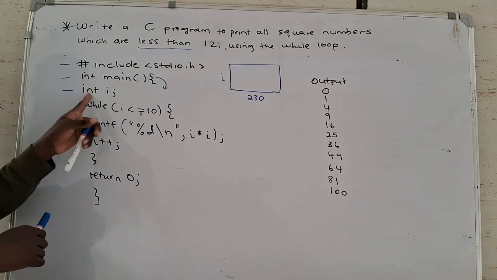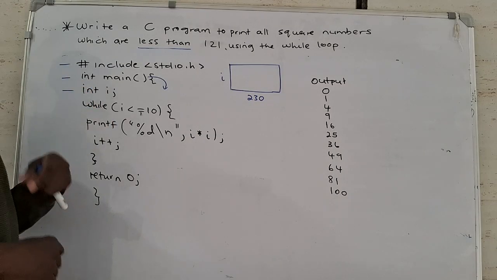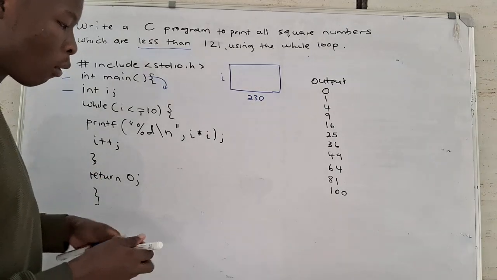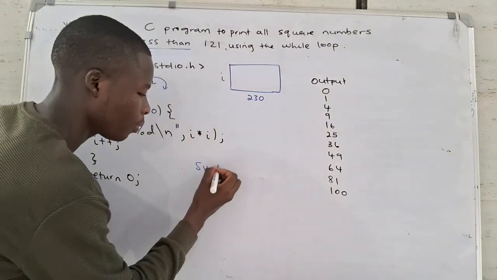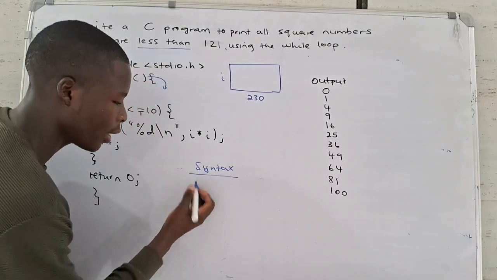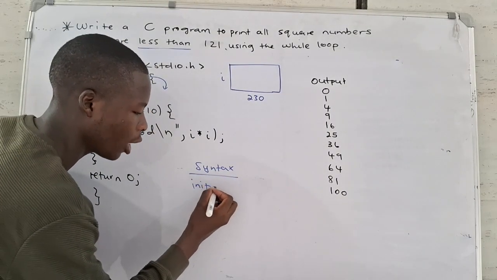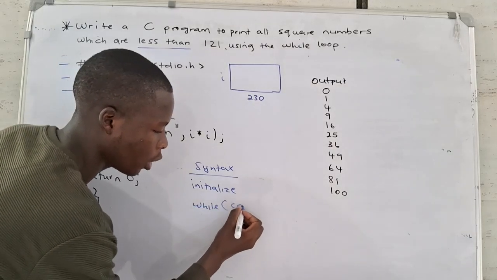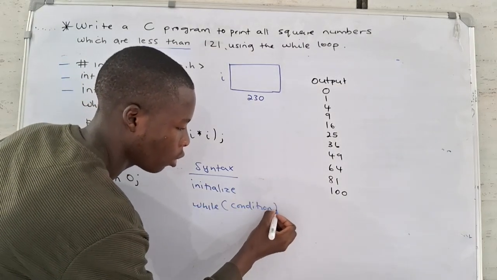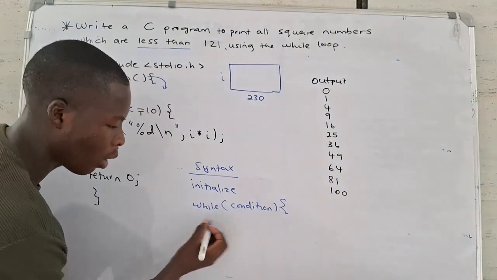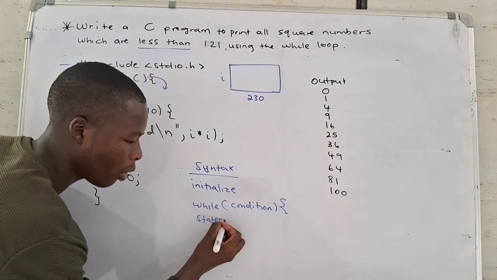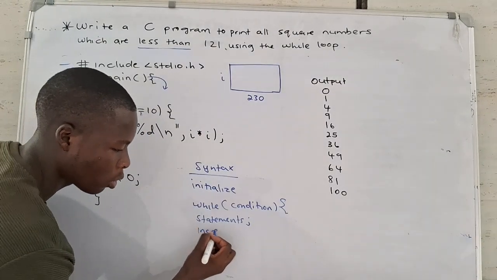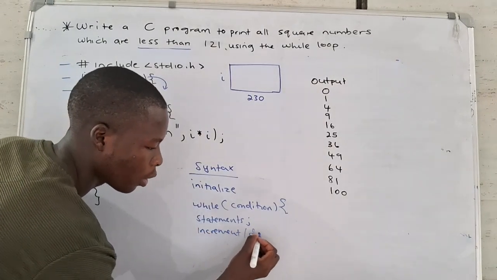This is followed by initializing i. This is the syntax now. Whenever you are using a while loop, what is the general syntax? You are supposed to initialize. Then, the while condition is checked. Now the statements in the while loop are executed, followed by incrementing or decrementing.